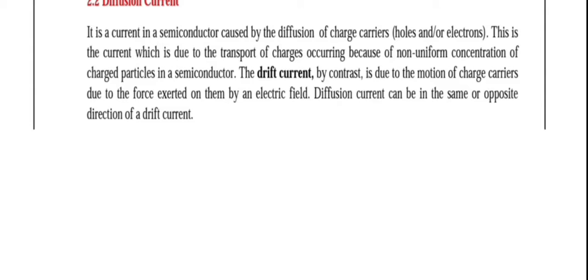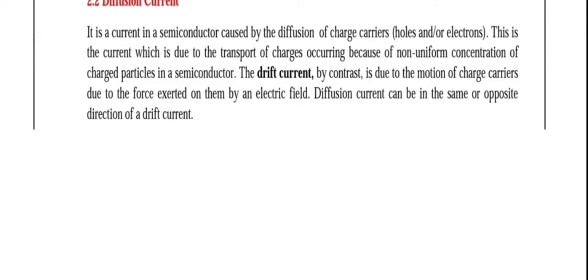This is the current which is due to the transport of charges occurring because of non-uniform concentration of charged particles in a semiconductor. Due to the non-uniform concentration of charged particles, there will be diffusion of electrons and holes through the semiconductor, causing a current known as diffusion current.